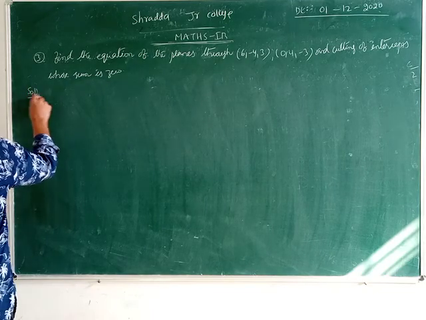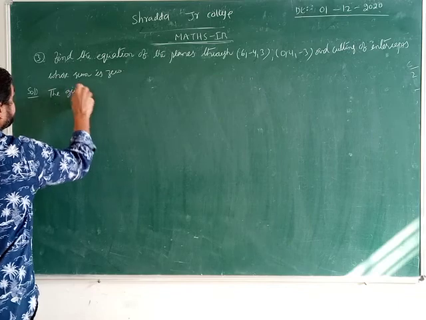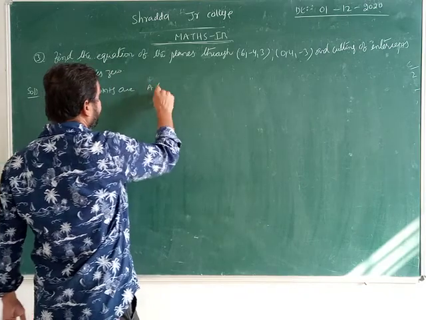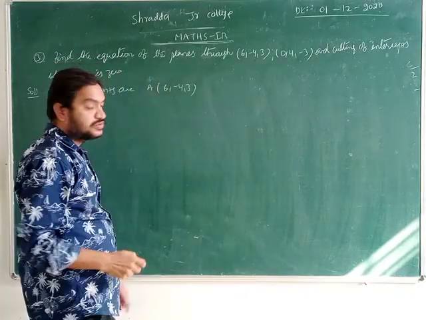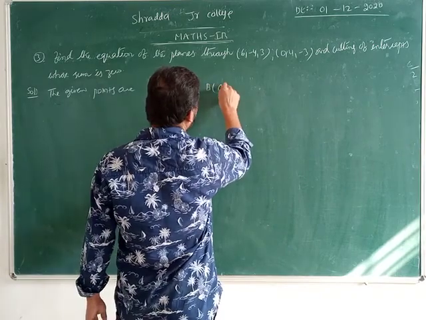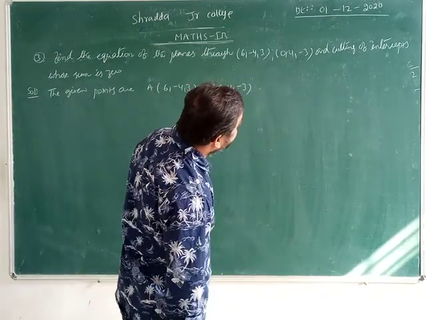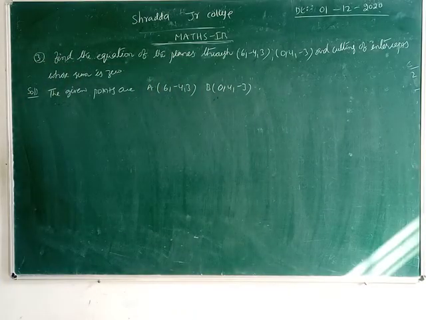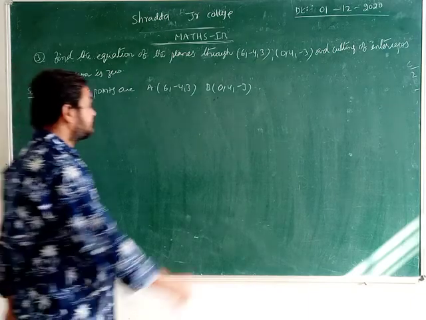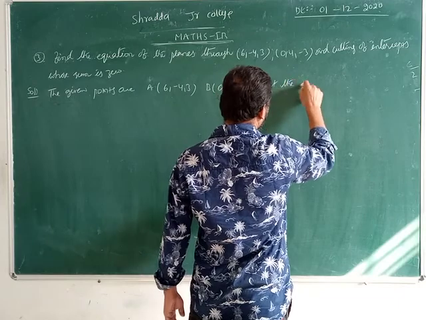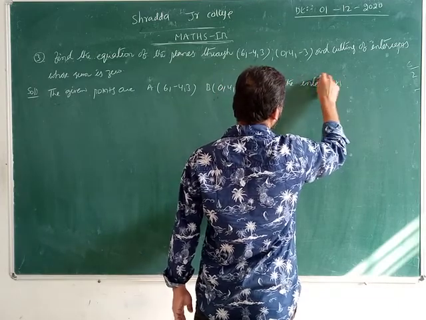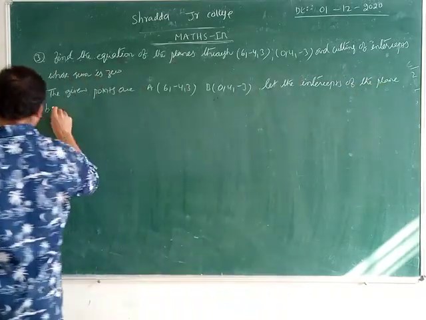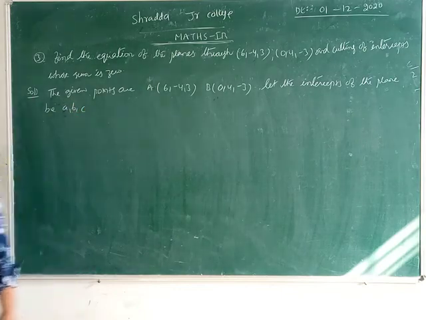See here, the given points are A (6, -4, 3) and B (0, 4, -3). Next, let the intercepts of the plane be small a, b, c.